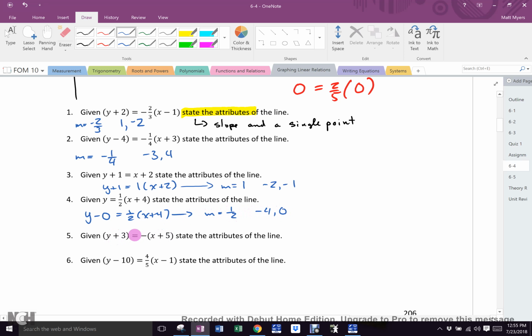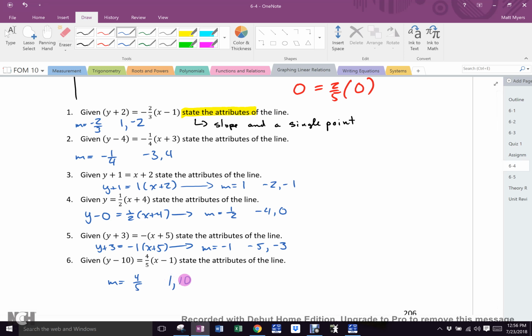What about this one? Oh, tricky. What's this really? Negative 1 times x plus 5. So what's my slope? Negative 1. What's my point? Negative 5, negative 3. And lastly, a nice easy one to build your confidence. What's my m? 4/5. And what's my point? 1/10. Can everybody read this? Okay, everybody can read it now?